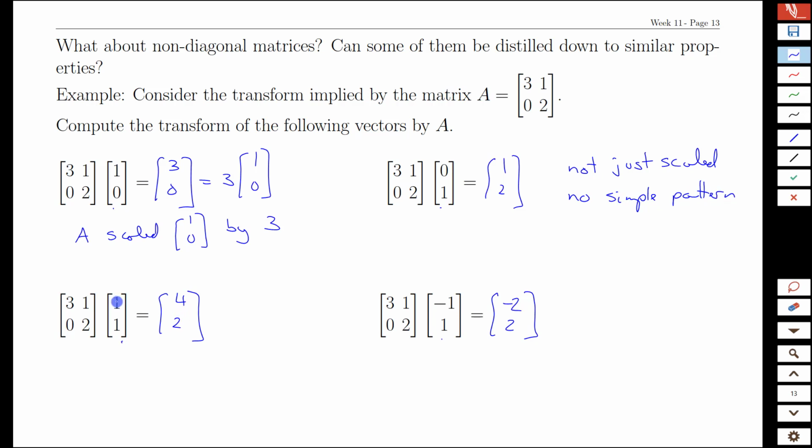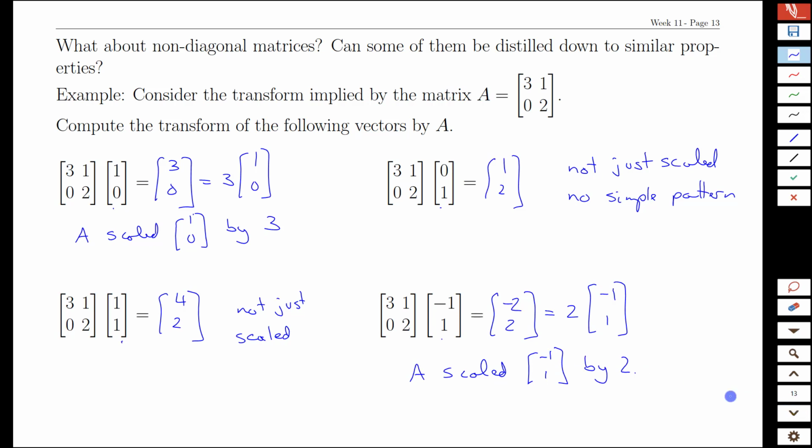This vector here, same kind of thing. We had 1, 1, again, not just scaled. However, this -1, 1 vector, hey, that was what we started with, but just times 2. So what we found here is that A scaled not one of the nice basis vectors, but it scaled the vector -1, 1 by 2. So A scaled any vector in this direction by 3, and A scaled any vector in this direction by 2.